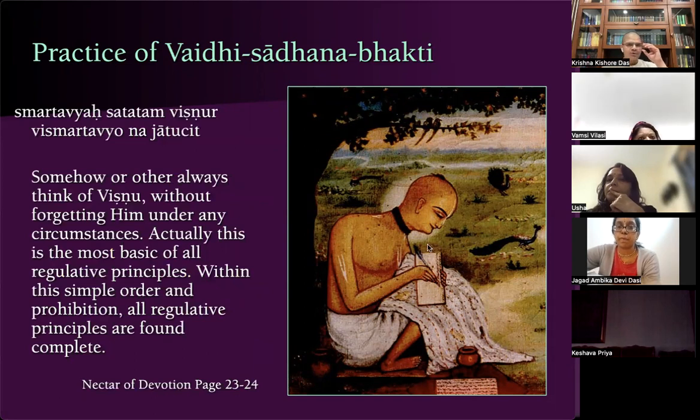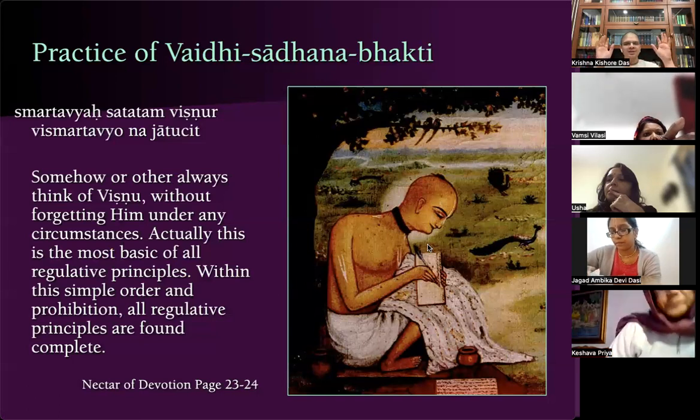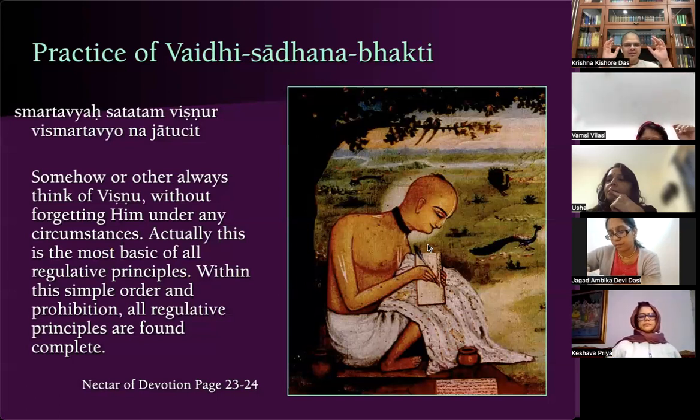Now we are going to discuss the golden rule. This is the golden rule of all the scriptures. If you want to summarize all scriptures into one shloka, this is that shloka. Smartavya satatam Vishnu, vismartavyo na jatu chit.